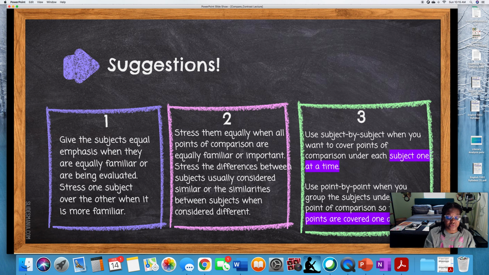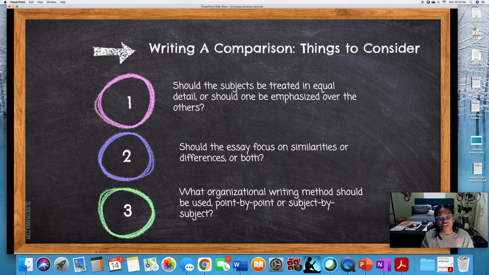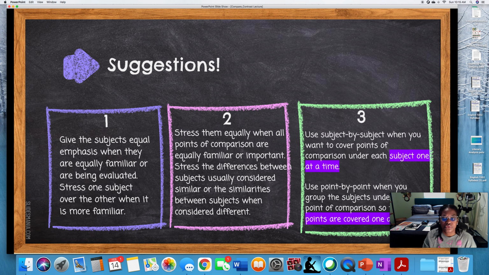Let me say that again so as not to confuse you. Right? When the two subjects are considered different, you are going to stress the similarities. When the two subjects are considered really similar, you are going to stress the differences. So you're going to do the opposite there. Okay? The third question was, what organizational writing method should be used?